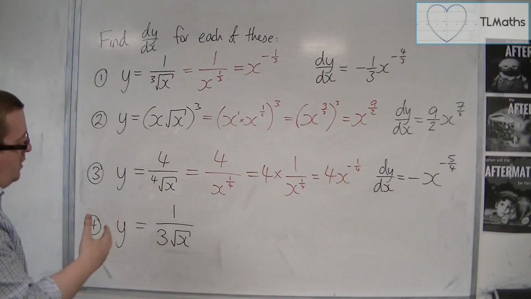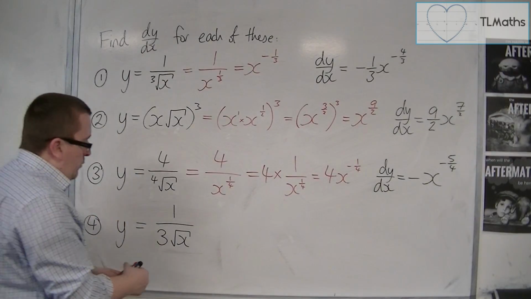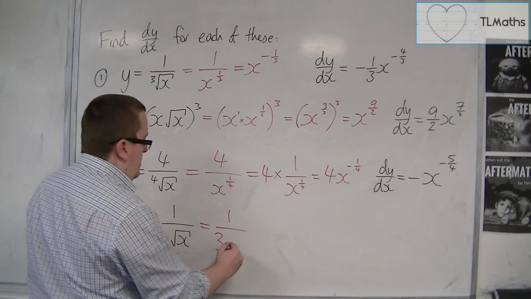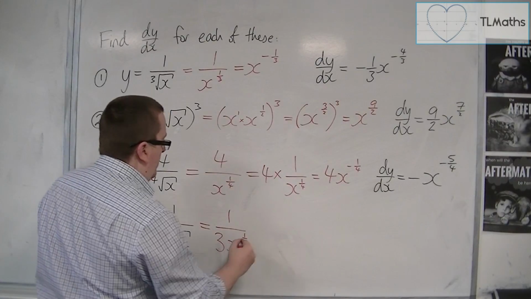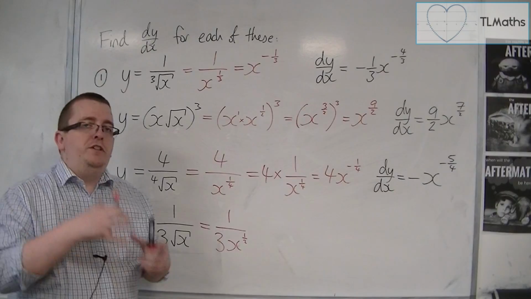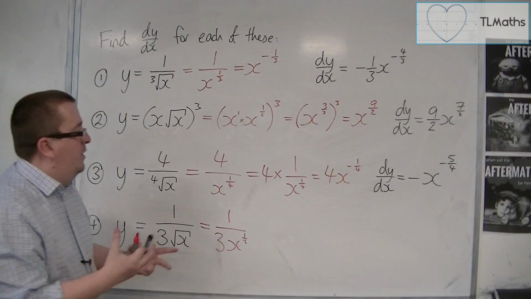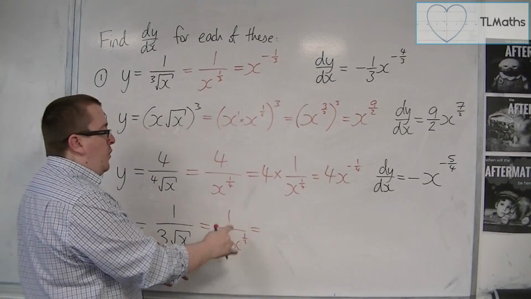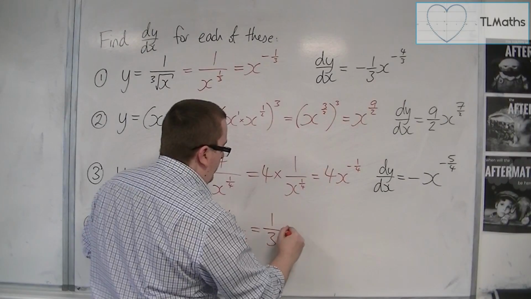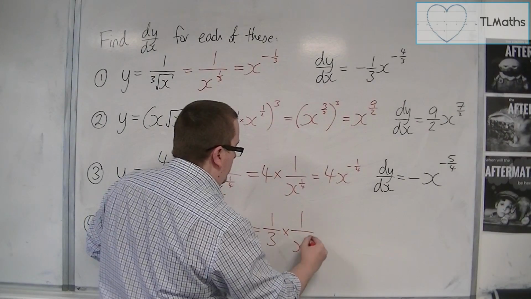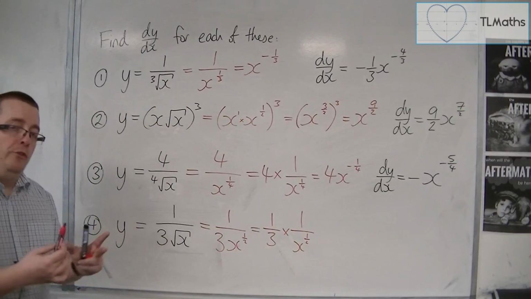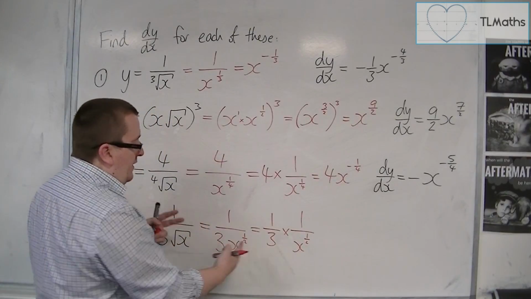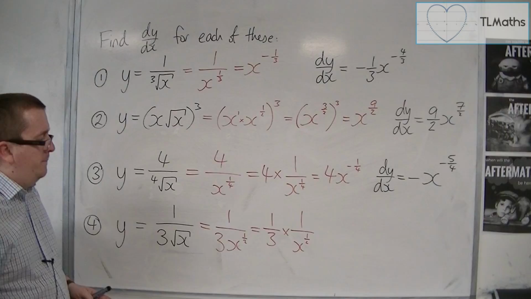Number 4, 1 over 3 root x. Well, the first thing to do is to write that root x as x to the half. So 1 over 3 x to the half. Now, this 3 down here often confuses people, but what I want to do is write it in a similar way to how I've done this. So what that's telling me is I've got 1/3 times 1 over x to the half. So if you remember how fractions multiply, the numerators multiply together, the denominators multiply together. So I've just broken this into 2 fractions multiplying together.